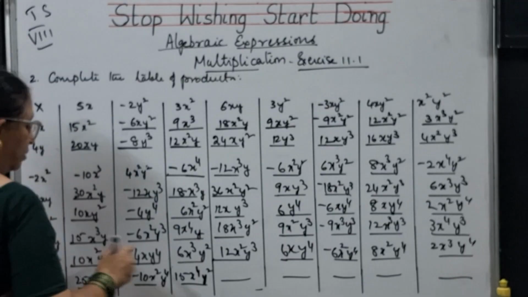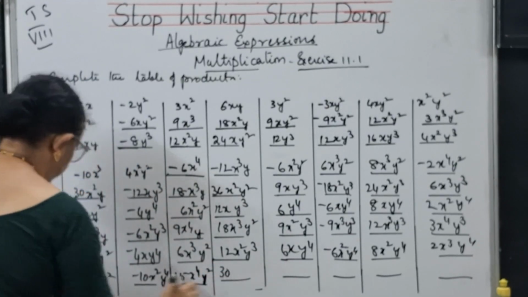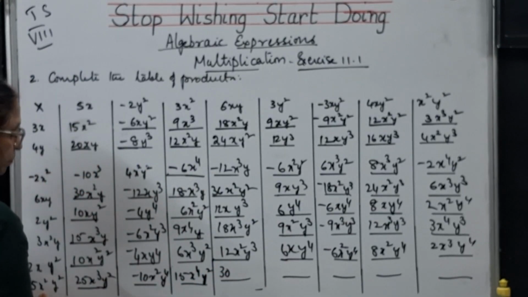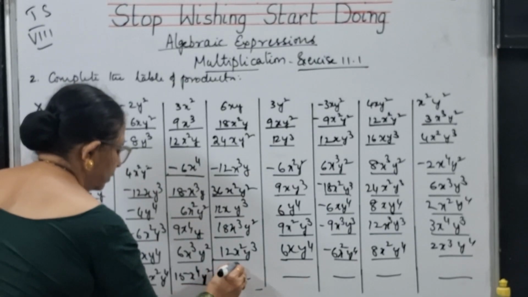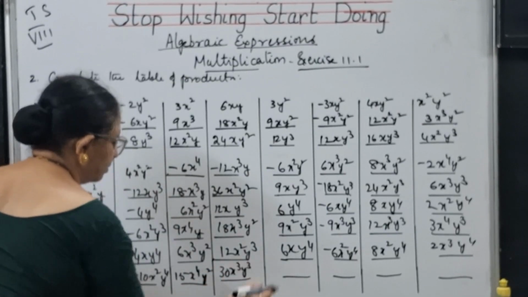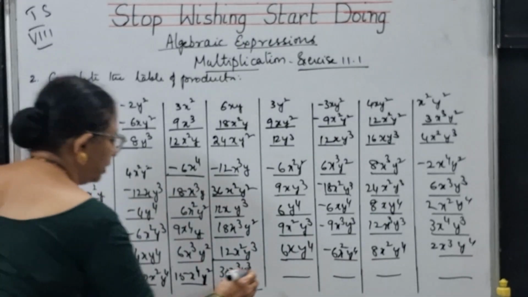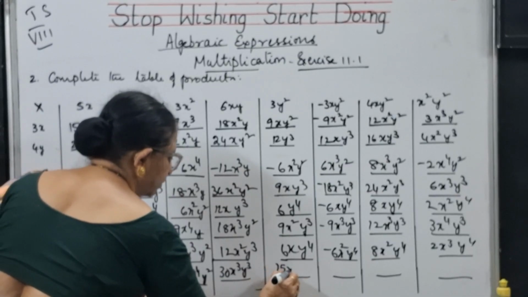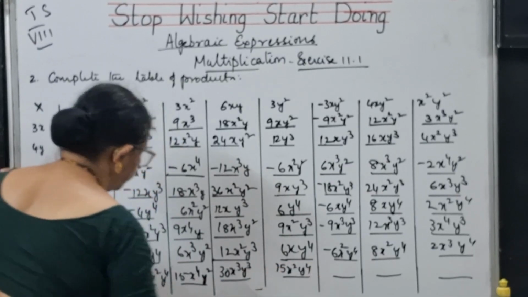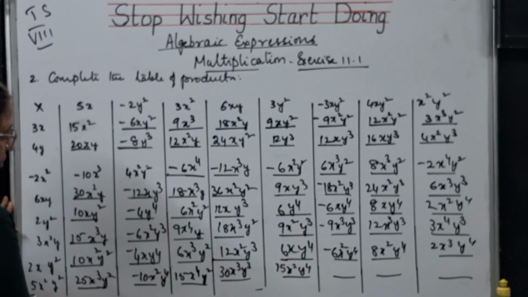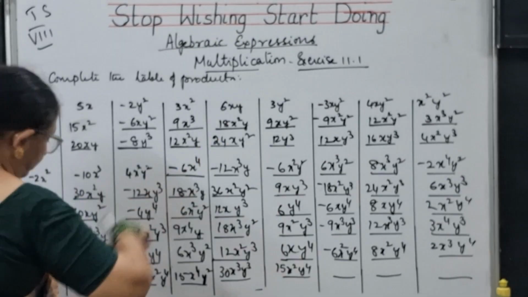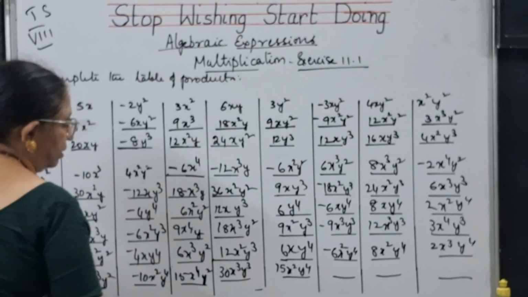Next, plus 5 6s are 30 x cube y cube. x square into x, y square into y, so x cube y cube. Again, plus 5 3s are 15 x square y to the power of 4, y square into y square, y to the power of 4. There is no x, so x square as it is we will take.